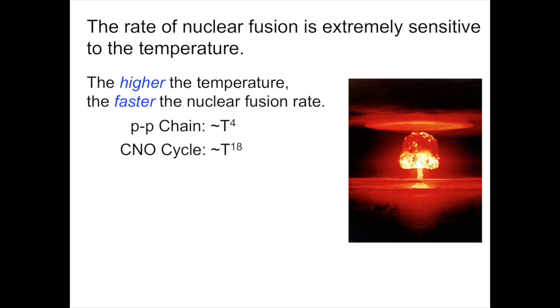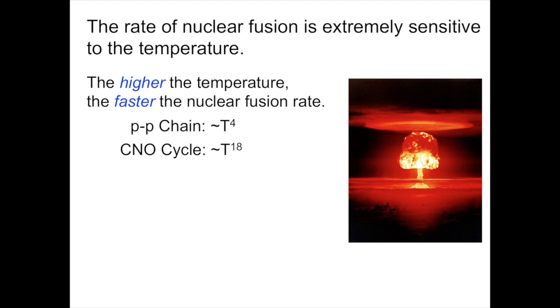The rate at which nuclear fusion occurs is extremely sensitive to the temperature in the core of the star. Basically, the higher the temperature, the faster the nuclear reaction rate occurs. In some sense, this makes sense because you have to have the nuclei move very fast to get close enough together for the nuclear fusion reactions to occur in the first place. The proton-proton chain depends upon temperature to the fourth power. If I double the temperature inside of the core of a star, the rate at which proton-proton fusion proceeds goes as 2 to the fourth power, or 16 times faster.